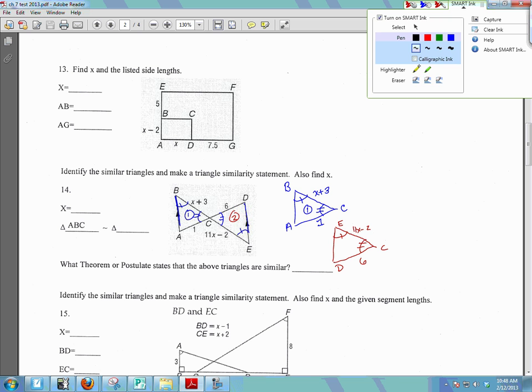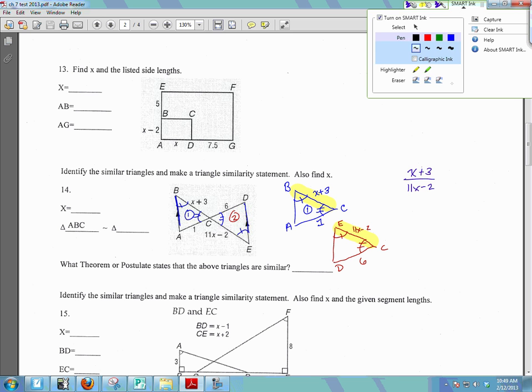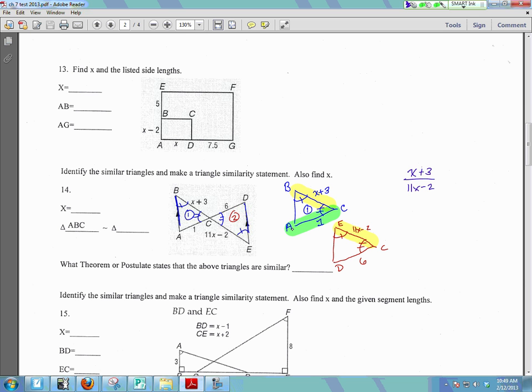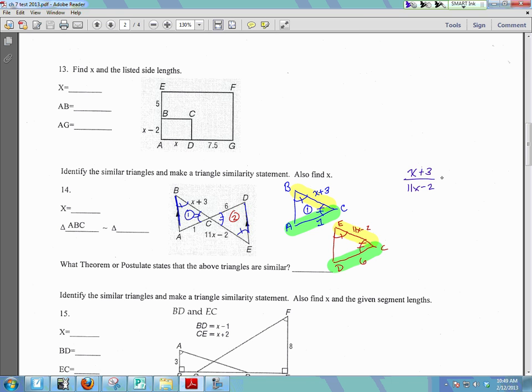I know that this side here should correspond to that side. So I'm going to write x plus 3 corresponds to 11x minus 2. And now I can say that that side there should correspond to that side. So I'll say 1 to 6, so equal to 1 over 6. Cross multiply, I get 6x plus 18 is equal to 11x minus 2.